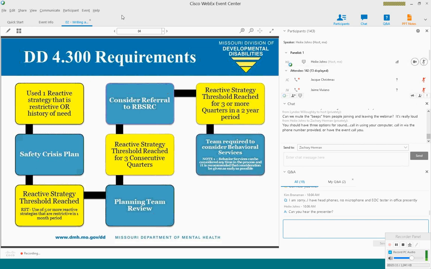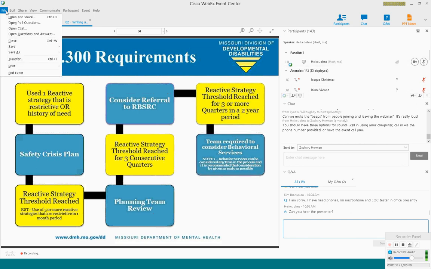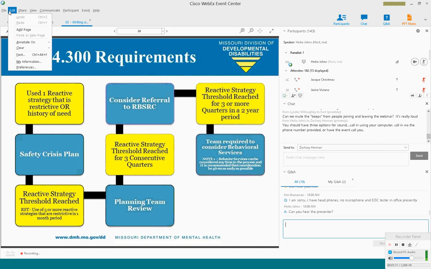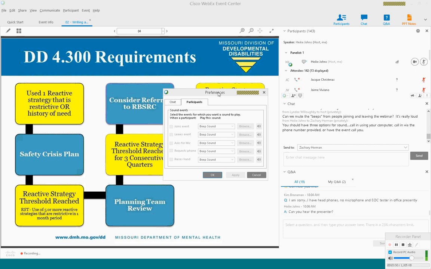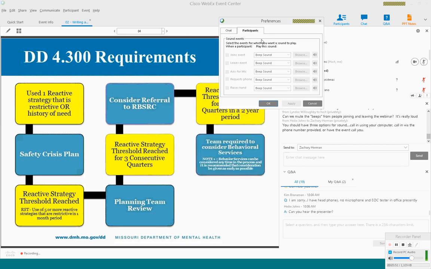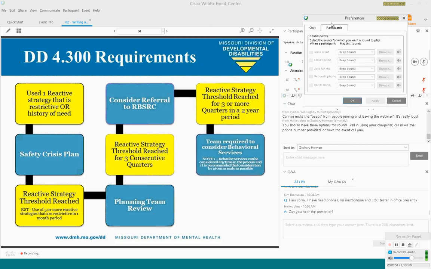And so let's just kind of walk through this real quick so you have an idea of what the requirements are. So that first piece of one reactive strategy that is restrictive, so that's a key change in the directive, and we're going to talk about what that means in a second. So if you have one instance where you use a reactive strategy that's restrictive, or you have a history of needing to use that level of response, then you need a safety crisis plan. Again, we're going to talk about all this stuff in detail, so don't get bogged down too much on what everything is. Let's just walk through it.